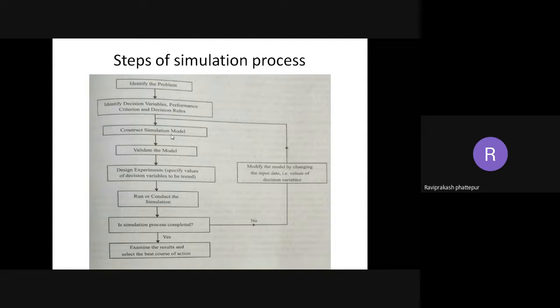Then, is this simulation process completed? If yes, examine the results and come out with the best course of action. So you are taking the decision here. If no, if it is not completed, check the side one here. Modify the model by changing the input data. If you want to change any system input data, do those things. Then again construct the simulation model and validate again. This particular cycle continues, and at the end, examine the results and select the best course of action.